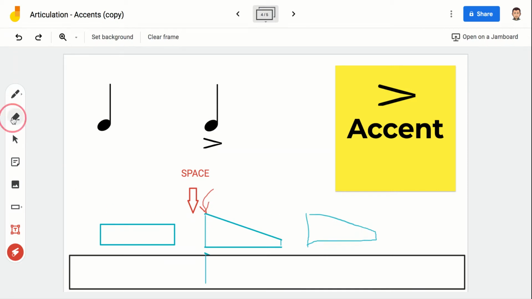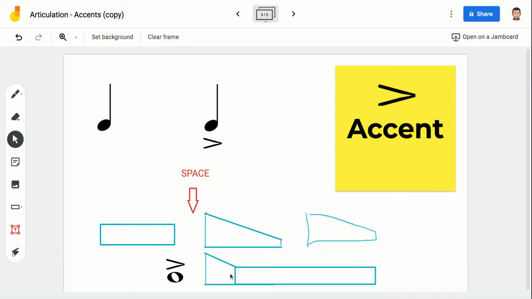So we're really on track here for making a nice accent if we think about the wedge shape. The wedge shape can really be a good way to think about how to play an accent without just playing loud all the time. So let's look at one last example of how we could play an accent.